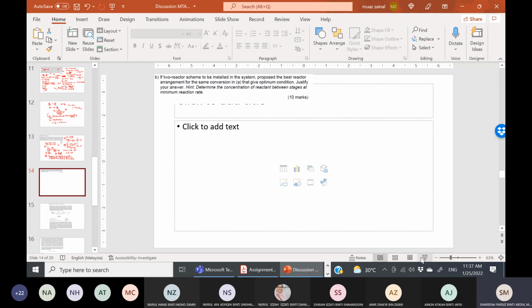Okay, so benda yang you perlu buat, sekarang ni kita define negative RA is equal to CA0 minus CA over tau. And we have another one, V is equal to FA0 X over negative RA, which equals CA0 V0 X over negative RA. So V over V0 is equal to tau, is equal to CA0 X over negative RA. So sebenarnya inilah equation yang related.